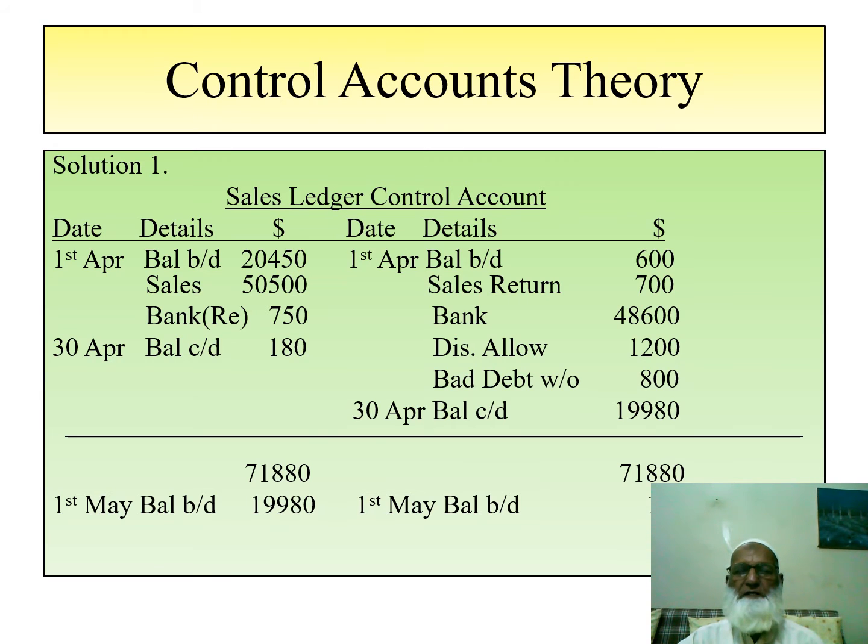And you would see that on 30th April there is a credit balance of 180. So we have this sales ledger control account. This is also given, and we have worked out the debit balance of 19,980. This is the credit balance. If we add up, we'll get the balance amount. Now the second slide.